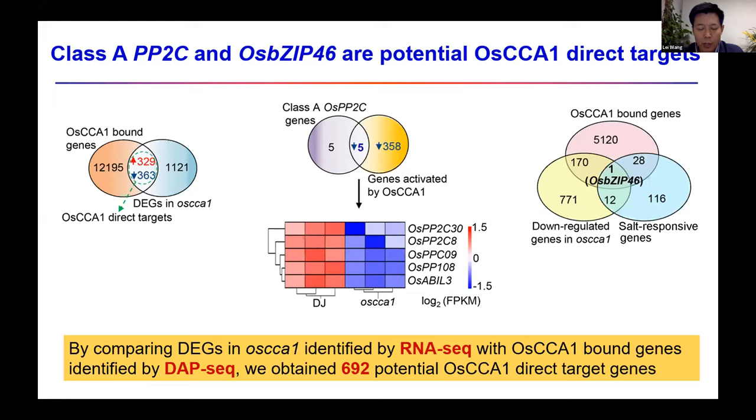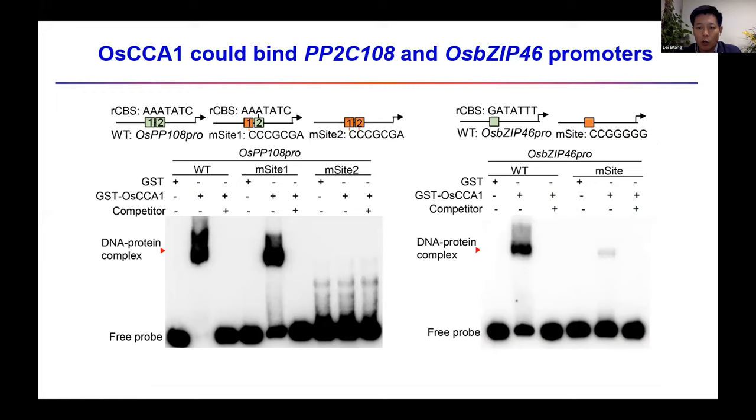We also compared our bound genes and downregulated genes with the salt response genes. We found OsbZIP46, a gene previously shown to function in ABA signaling in rice. So now we check whether OsCCA1 can really bind the PP2C and OsbZIP46 promoters. We chose their potential binding sites within their promoters respectively. We found OsPP10A cannot bind in M-site-1, but in M-site-2, you can see here, all of it was gone. So this suggests this binding site is a real binding site of OsCCA1. And OsCCA1 also binds the OsbZIP46 promoter in our EMSA assay.